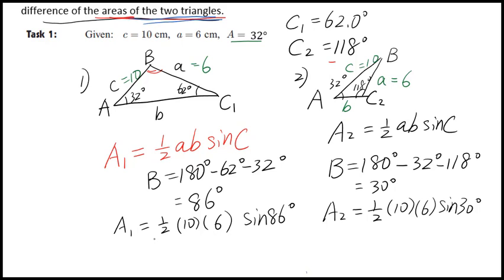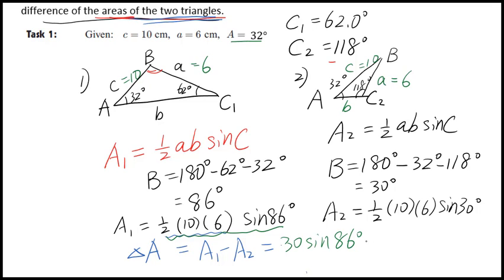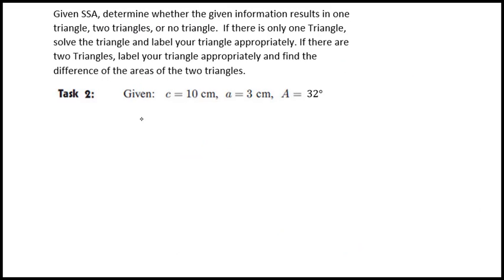The difference of the area, let's use this one to show. You will get the A1 minus A2. For this one, you can reduce. That is a 30 sine 86 degree, then minus, this will be 30 times sine 30 degree. So equals, so answer will be 14.9. Let's go to task 2.